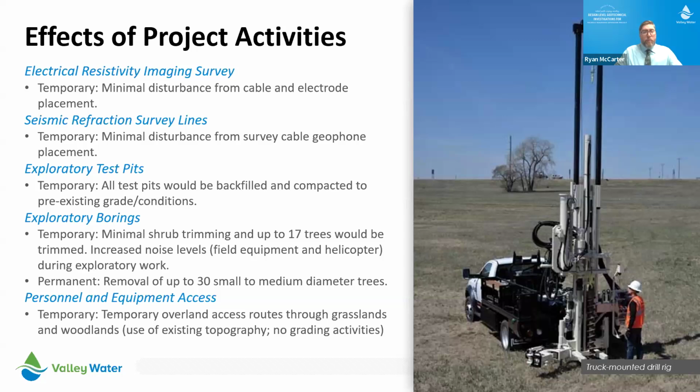And there's also some permanent effect on about 30 small to medium diameter trees that will have to be removed as part of this project. And then we also have personnel and equipment access that we're looking at. In order to access these locations, there are overland access routes through grasslands and woodlands. We're trying to minimize that as much as possible. This is something we looked at before, trying to not do any grading activities to build new roads in the area, and instead using helicopters to move equipment. So that's something that we're doing to try to reduce the impacts there.